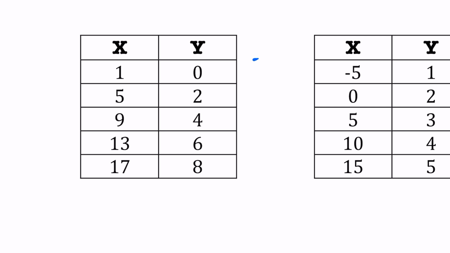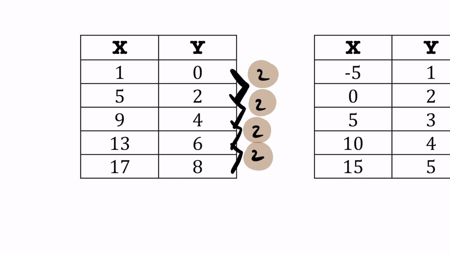I'm given this table, and first of all, I want to know, is this linear? So I have to calculate what's called the first differences. Your first differences are calculated by taking the bottom entry minus the top entry. In this case, 2 minus 0 is 2, 4 minus 2 is 2, 6 minus 4 is 2, and the last entry is 2 as well. So I can see that this relation, whatever it may be, is increasing by the same amount each time.